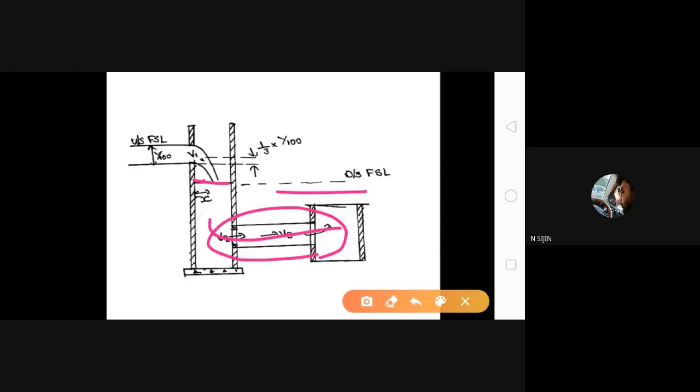Okay, if we know these two values, we get the reduced level of water surface in inlet well as downstream FSL plus total head loss. Downstream FSL is 159.78 and total head loss is 1.51. Then what will be the value of reduced level of water surface in inlet well? We get 161.285, or we can round it and take it as 161.29. Did you understand up to this?